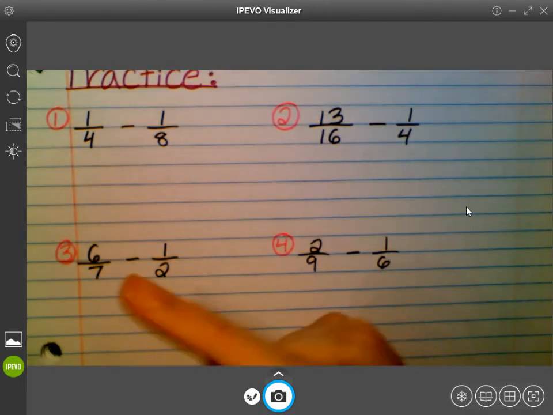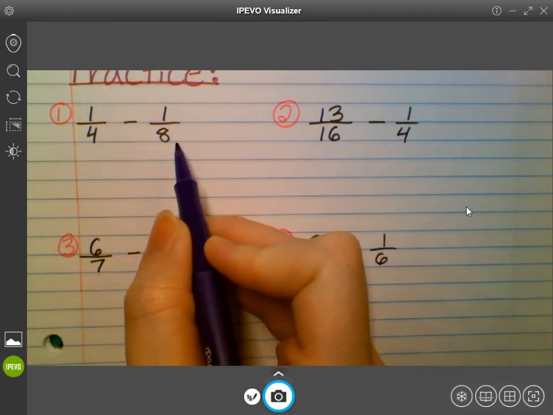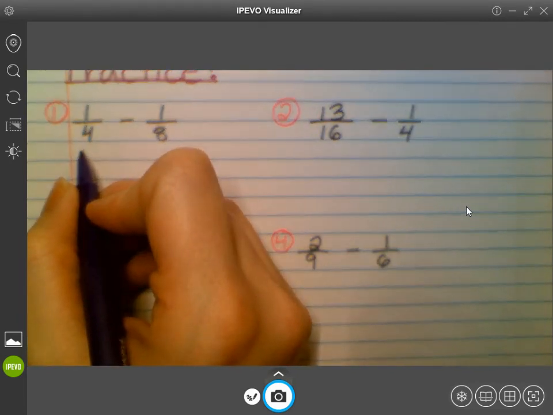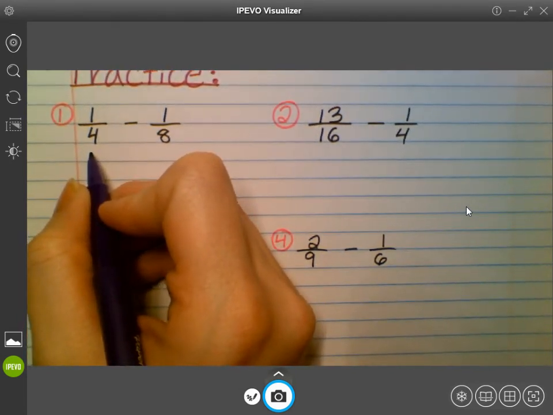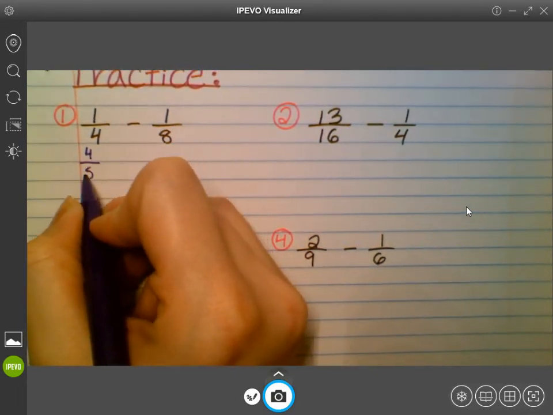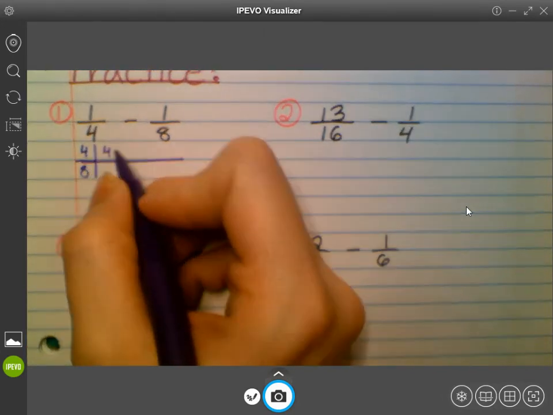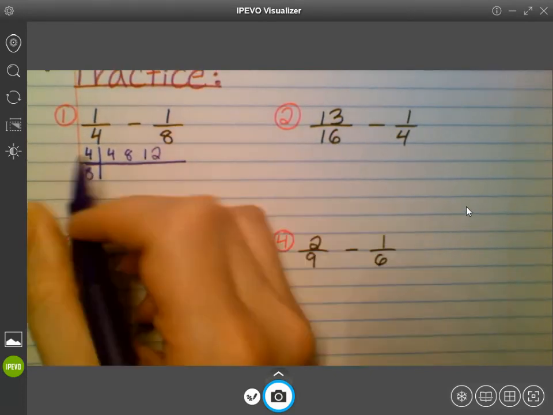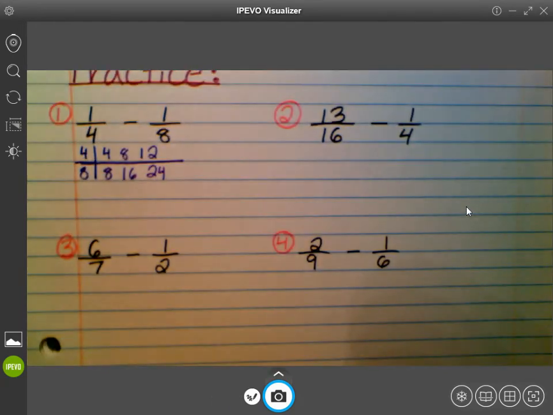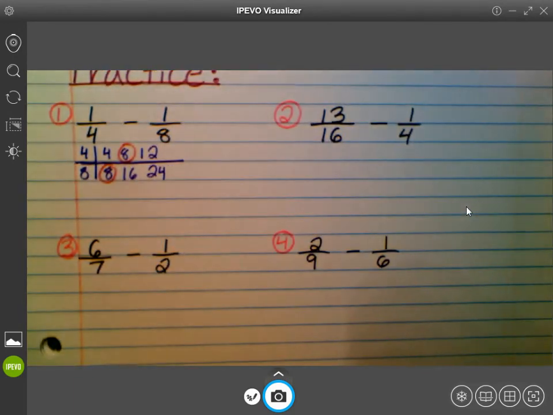So first one, 1/4 and 1/8. 4 and 8 are my denominators, so I need to find the least common denominator. I know a lot of you can do this in your head. That's awesome. I'm still going to list it out for people who maybe listed it out so that they can make sure that they wrote it correctly. So for 4, I have 4, 8, 12. For 8, I have 8, 16, 24. 8 is actually our LCD. How many of you got 8 as your LCD for number 1?